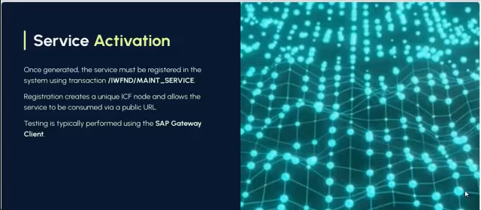After generation, your service must be registered using transaction /IWFND/MAINT_SERVICE. This is the T-code for service registration or activation. This process creates a unique ICF node, allowing the service to be consumed via a public URL. You can then test your work using the built-in SAP Gateway Client.